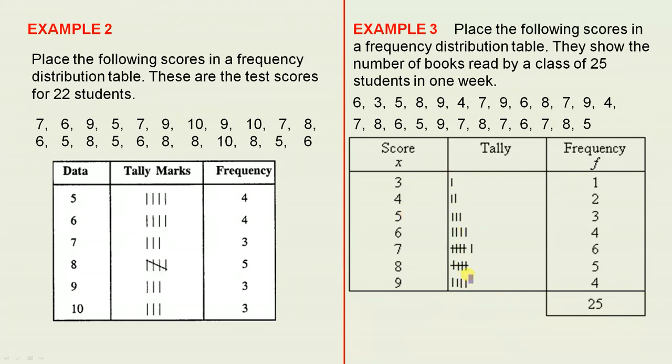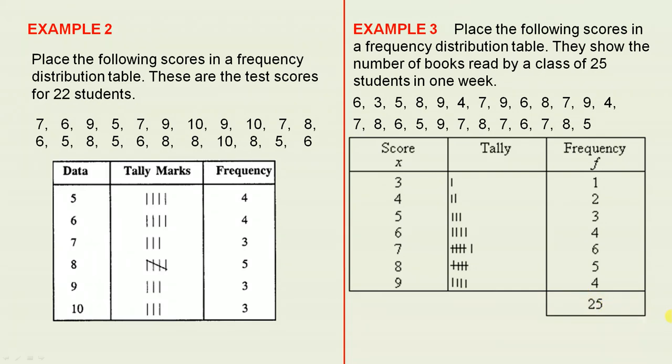So once we finish our tally marks, then we put the total over here. We can see that the mode is 7. That is, 6 students read 7 books. And we see that the total number of students is 25.